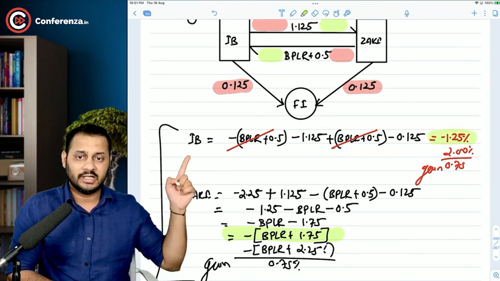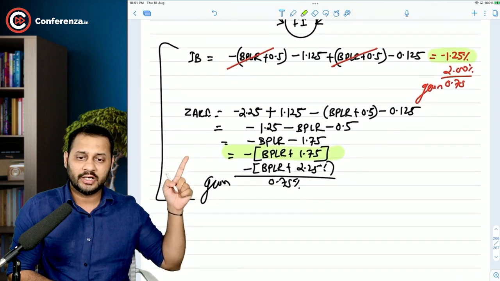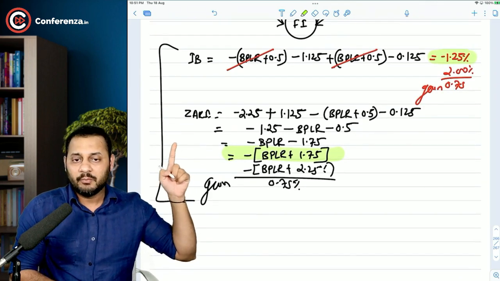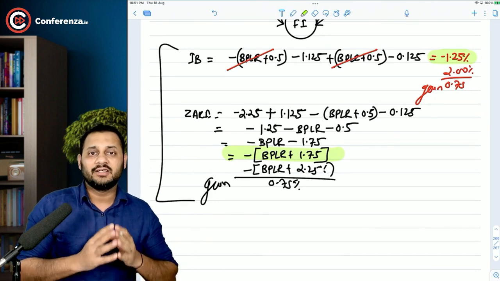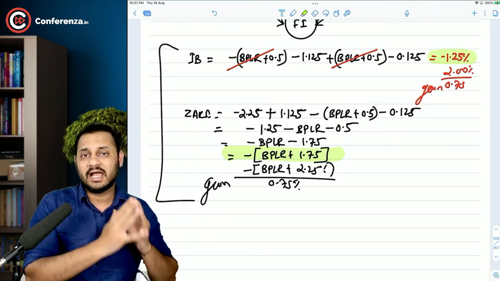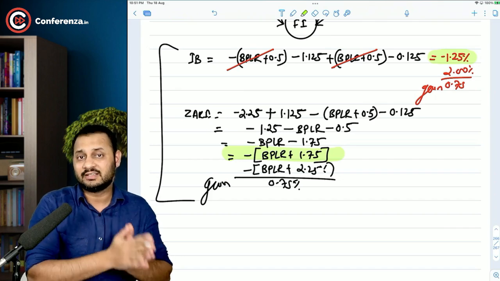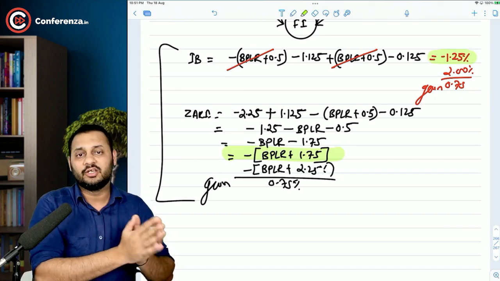This should be visible, that 1.25 is the total cost to IB, and BPLR plus 1.75 is the total cost to Zaki. Because we want to prove that it is costing us lesser than directly going in the market. So swap is costing us lesser than directly going into the market. That's a gain of 0.75%.